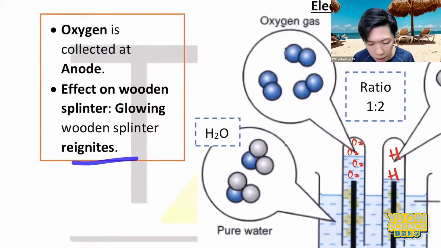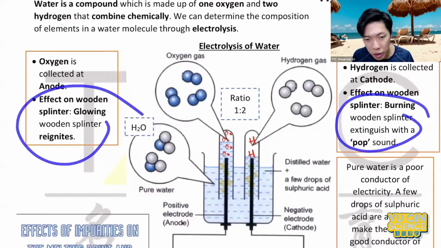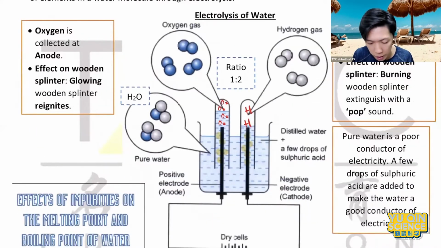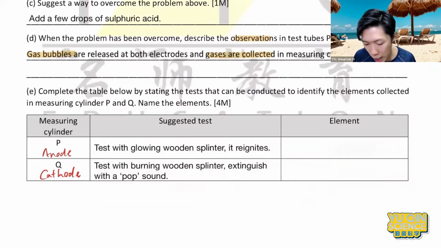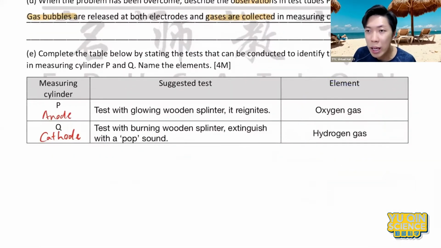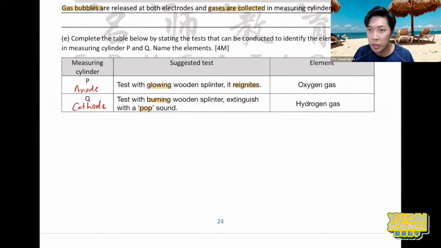Reignite is the keyword. Literally, we're going to copy the whole observation, the result, and then we talk about the gas, because the question is asking what test do you use and what element is what. So this is where you will mention the gas. Glowing, burning, reignite, pop sound. Those are the keywords.